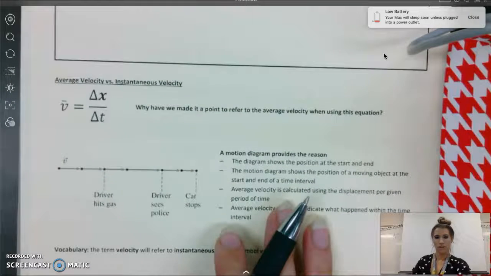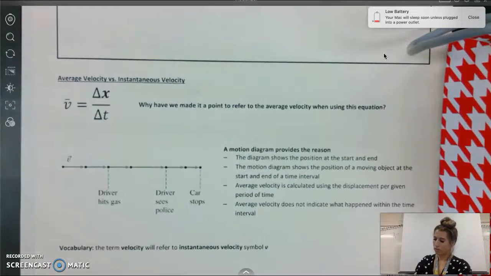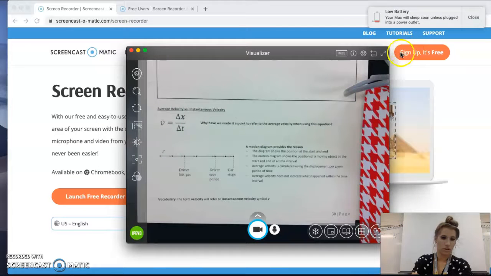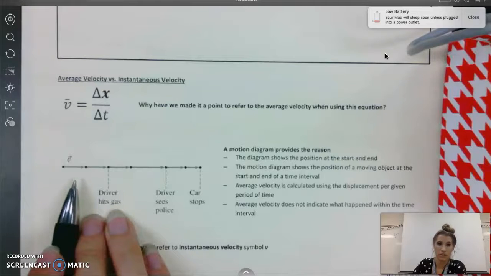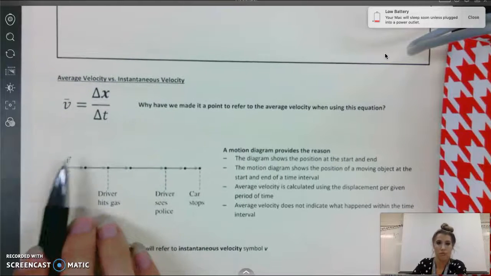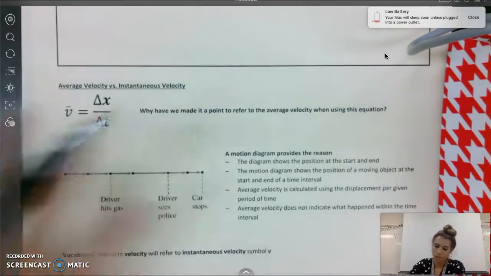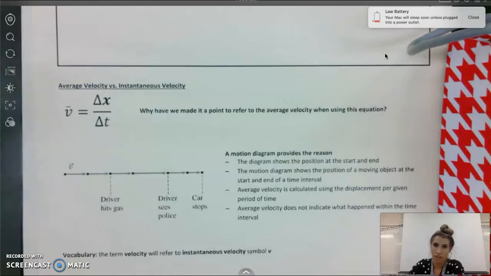All right. So now that we saw it with the position versus time graph, we're going to look at a motion diagram. I need to check on my time there. Okay, so we're going to look at this motion diagram. And these arrows no longer represent displacement, they represent velocity. So remember, with vectors, the length of the arrow represents the magnitude, and the direction of the arrow represents the direction that it's occurring.